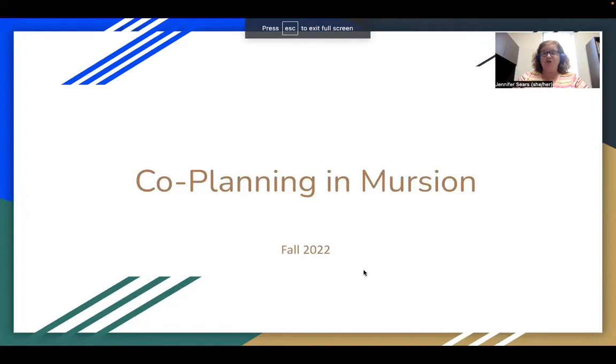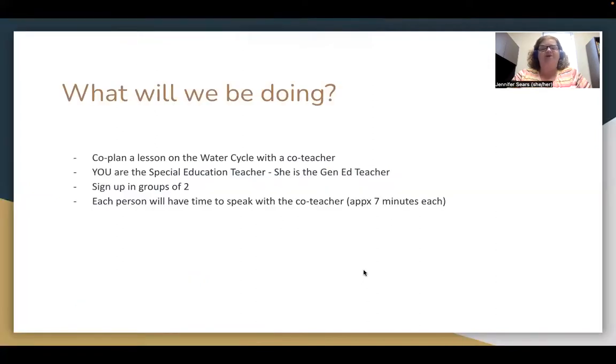So co-planning using Mursion. So what will you be doing? Next week, you're going to be co-planning a lesson with Miss Walker, who is a general education teacher. She teaches 5th grade. And you're going to be co-planning a lesson on the water cycle. Don't stress. You don't need to know about the water cycle. You do need to know about other things, though.